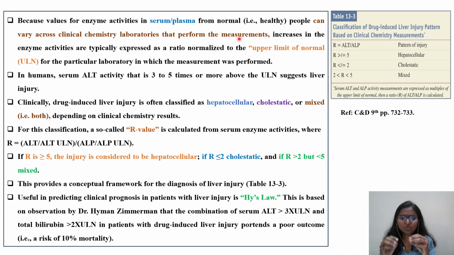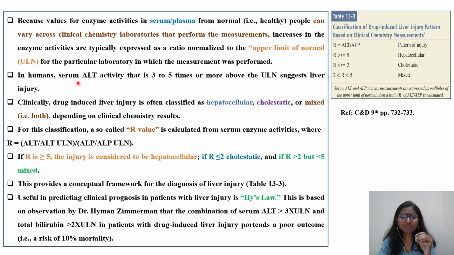So to overcome those laboratory differences, increases in the enzyme activities are typically expressed as a ratio normalized to the upper limit of normal. That is what is called ULN. If you see in the previous slide, ULN was measured, two times ULN. So what is this ULN? It is nothing but the upper limit of normal for the particular laboratory in which the measurement was performed. So for a certain laboratory, a certain ULN value will be there.